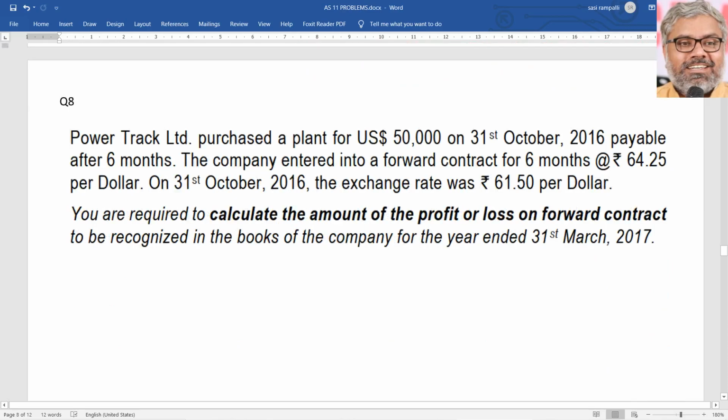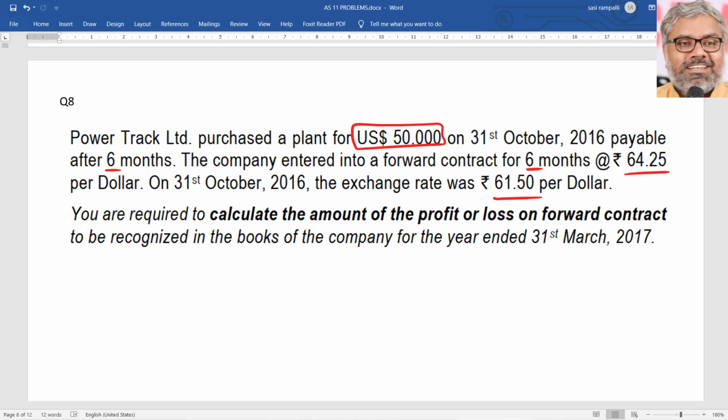Then next question, PowerTrack Limited purchased a plant for $50,000 on 31st October 2016, payable after 6 months. The company entered into a forward contract for 6 months at the rate of 64.25 per dollar, and on that date, which is 31st October 2016, exchange rate was 61.5. So this is not a speculative transaction because it already has a real obligation towards the plant it has purchased. So what is the difference between the spot rate and future forward rate?